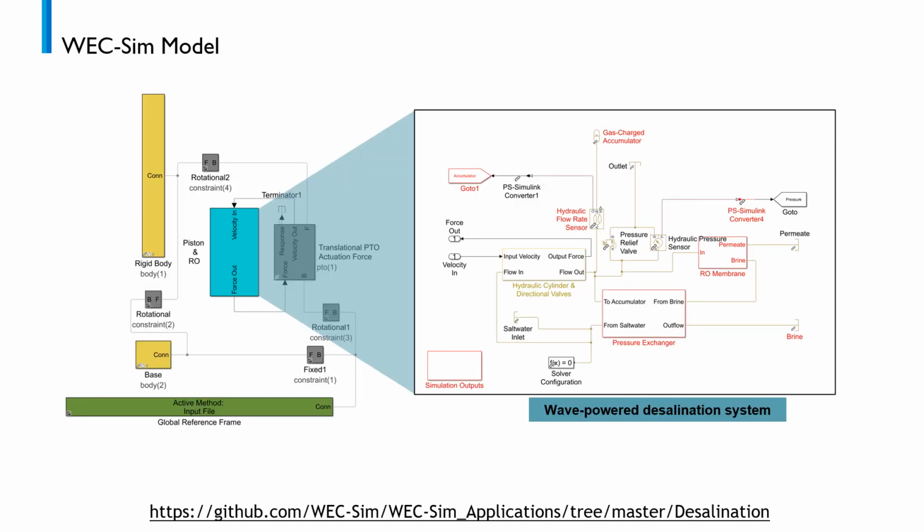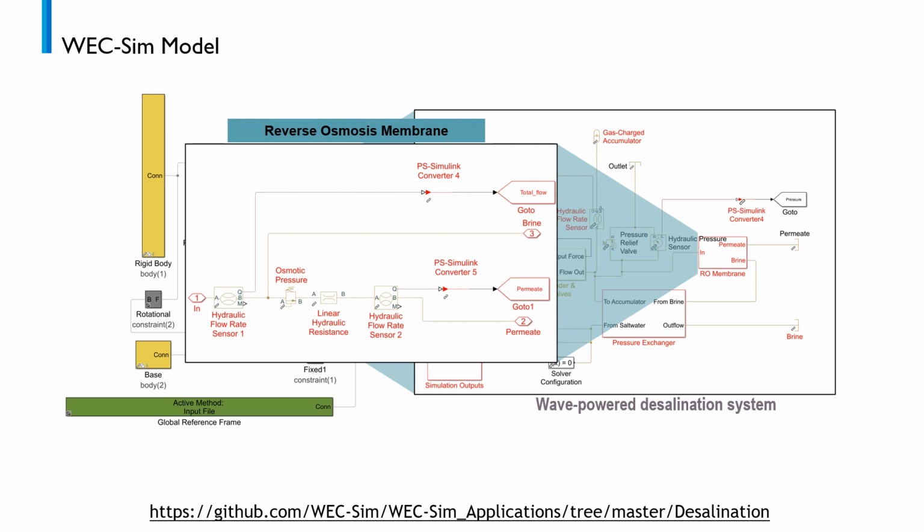Within the piston and RO block, there are a series of subsystem models that comprise the wave-powered desalination system. This represents numerically the configuration that was shown on the previous slide, where the RO system and piston consist of blocks that include pressure exchanger, hydraulic cylinder and directional valves, and an RO membrane. The RO membrane block takes in flow from the pressure accumulator, runs it through an RO membrane, and then generates both permeate and brine as its output.